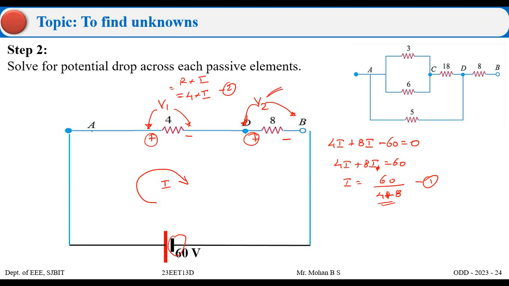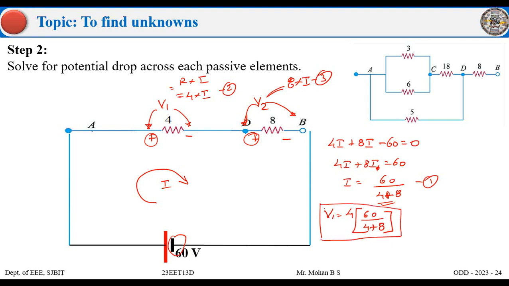So what about V2? V2 is simply 8 into I, and I'll call this equation 3. Now we know that V1 is equal to 4 into I. I substitute from equation 1 the value of I, which is nothing but 60 by 4 plus 8. So this actually is your voltage divider equation. It says that main voltage into same resistance, that is 4, divided by the sum of the resistances.